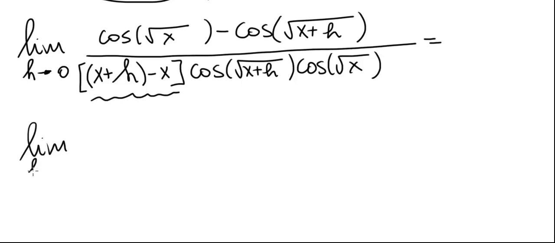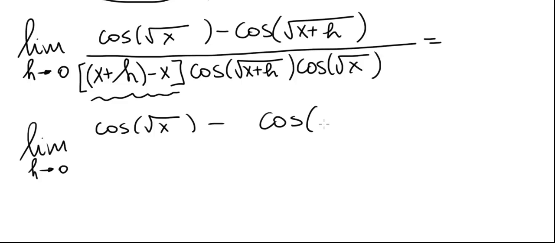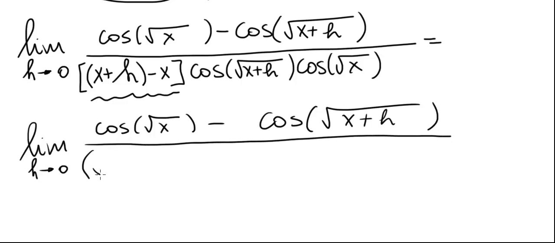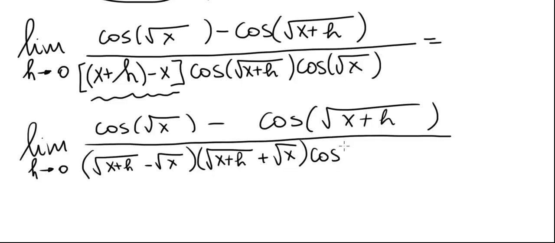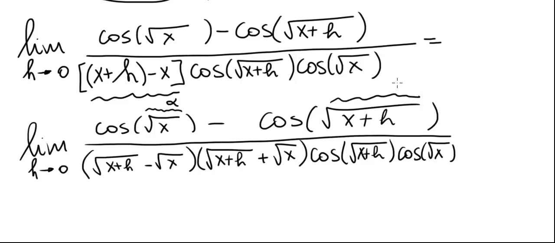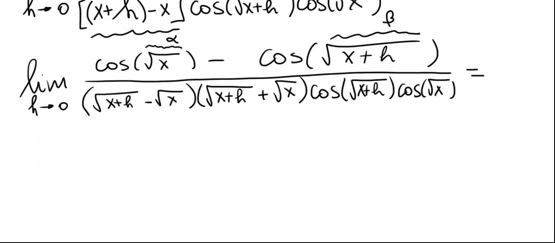So this is the limit as h goes to 0 of cosine of square root of x minus cosine of square root of x plus h, divided by, when we factor, we end up with square root of x plus h minus square root of x, times square root of x plus h plus square root of x, times cosine of square root of x plus h, times cosine of square root of x. Next thing we're going to do is use the first result. I'm going to call square root of x here alpha and square root of x plus h beta. So we're going to use the trig identity now to simplify the numerator, to express it in a different way that will help us in the solution process.